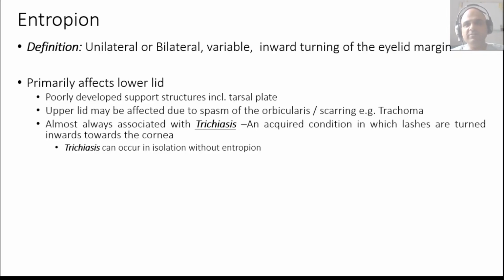Again, the lower lid is more commonly involved than the upper lid simply because the lower lid structures are weaker. You can get upper lid entropion, especially if you have a spastic entropion. We'll see the causes of a spastic entropion in a bit. And more importantly, trachoma. We've talked about trachoma when we talked about conjunctivitis, specifically chronic conjunctivitis, specifically chlamydia trachomatis conjunctivitis, and then specifically the condition trachoma.